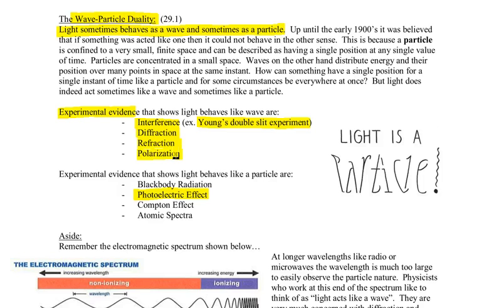Then we also have, which we'll be studying in this unit, experimental evidence where light behaves as a particle. We have black body radiation, which we'll be discussing after this video. We have the photoelectric effect, which we'll also discuss later on. Compton scattering or Compton effect, and the atomic spectra. Maybe you've seen that in chemistry, where you've seen the gas discharge tubes. That can be only explained by particle theory.